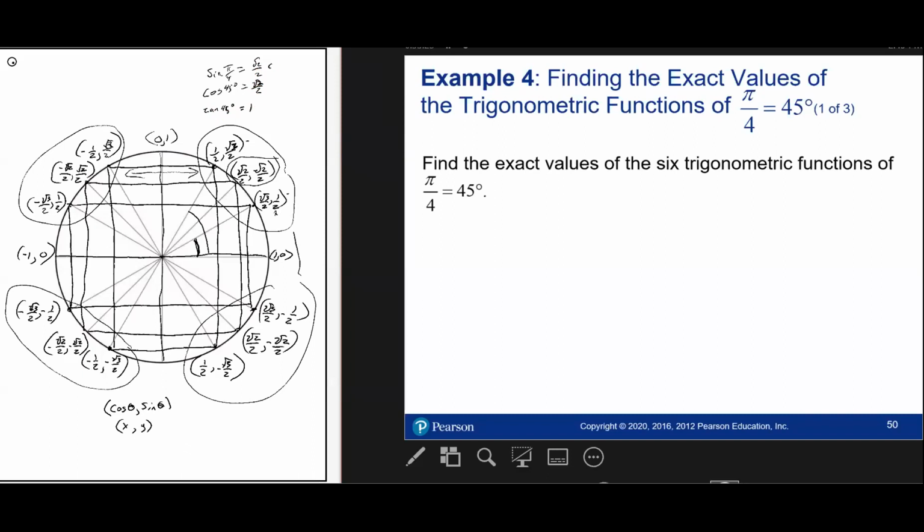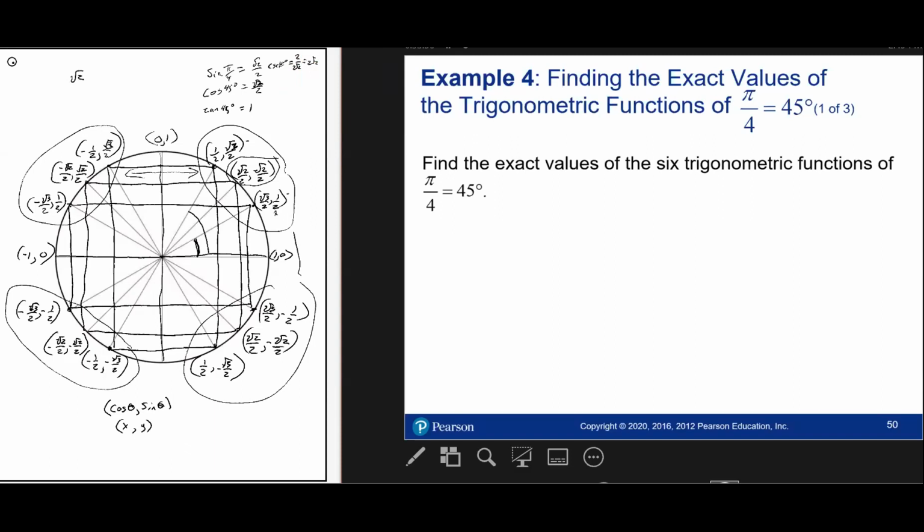And so to find the cosecant, and I'm going to write 45 degrees for all of these, is 2 over the square root of 2, or 2 times the square root of 2, which is just the square root of 2. Because what do I multiply the square root of 2 by to get 2? Well, the square root of 2.